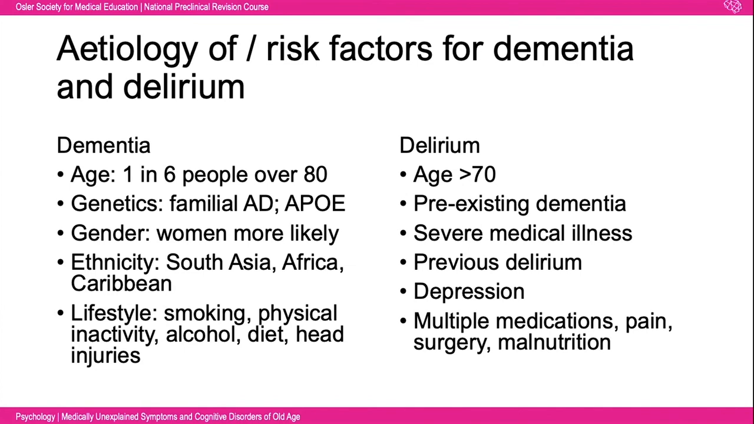Lifestyle is also considered important, with smoking, physical inactivity, an unhealthy diet, alcohol consumption, and head injuries being risk factors for dementia.